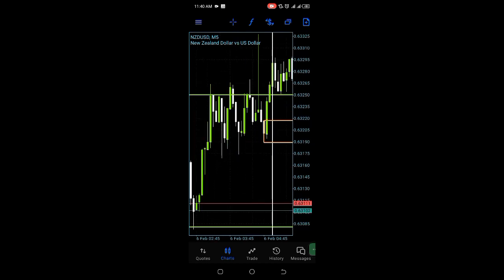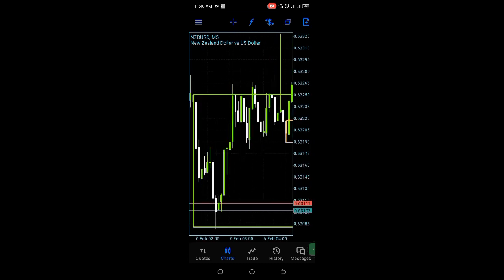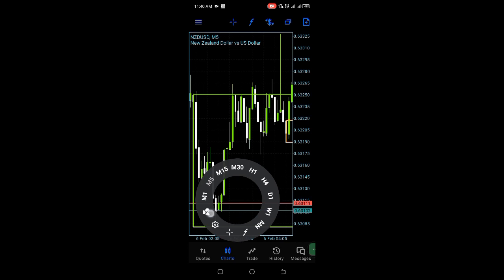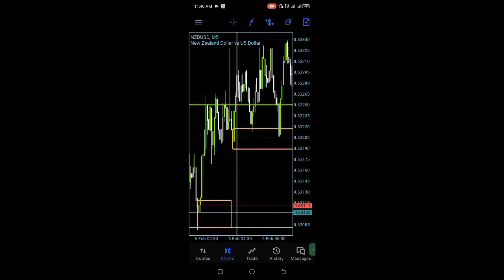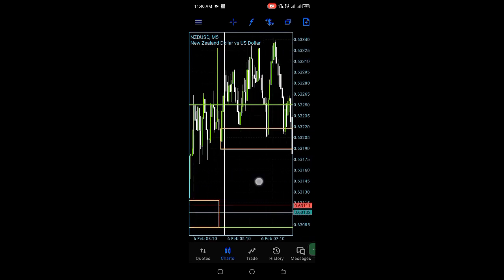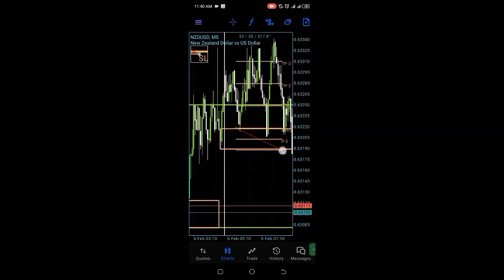We had another. This is another zone here, but I'm not going to be making use of this for now. Of course, we have another zone just at the bottom here. This is another zone, but let's see what happened. Price came into the zone, so I can place my risk to reward tool here.